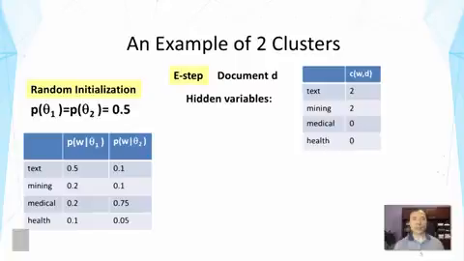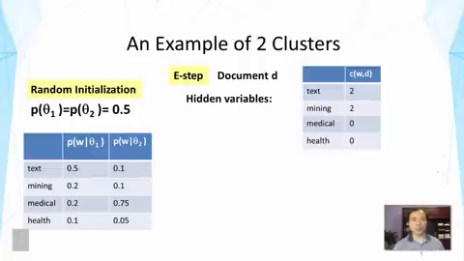So now let's take a look at the simple example of 2 clusters. I've shown some initialized values for the 2 distributions, and let's assume we randomly initialize the probabilities of selecting each cluster as 0.5, so equally likely. And then let's consider one document that you have seen here. There are 2 occurrences of text and 2 occurrences of mining. So there are 4 words together. And medical and health did not occur in this document.